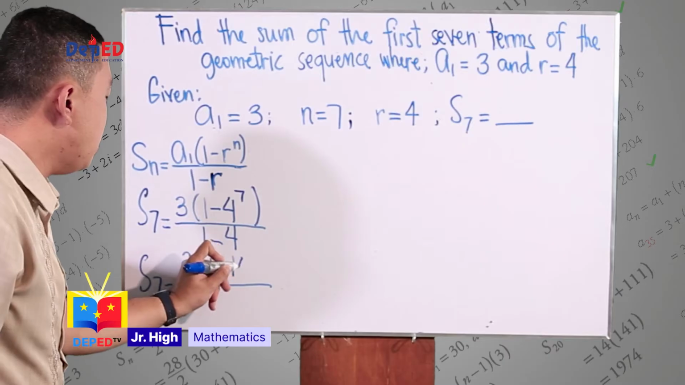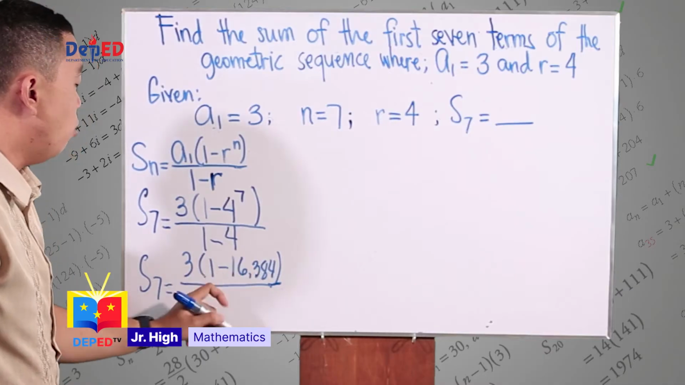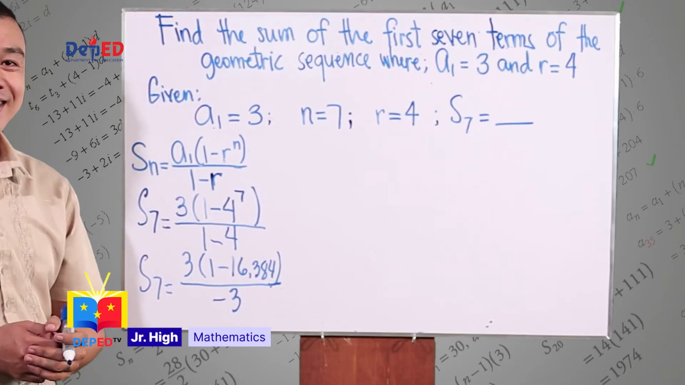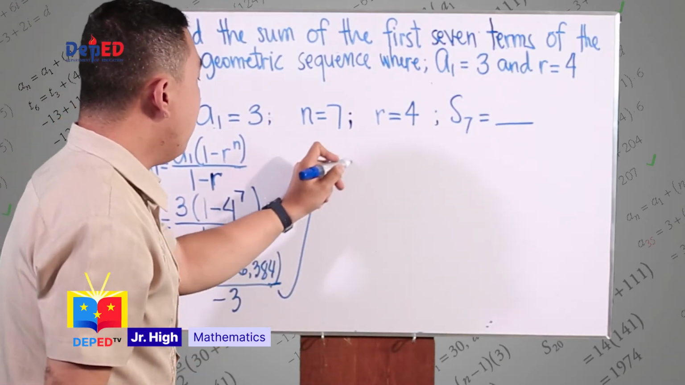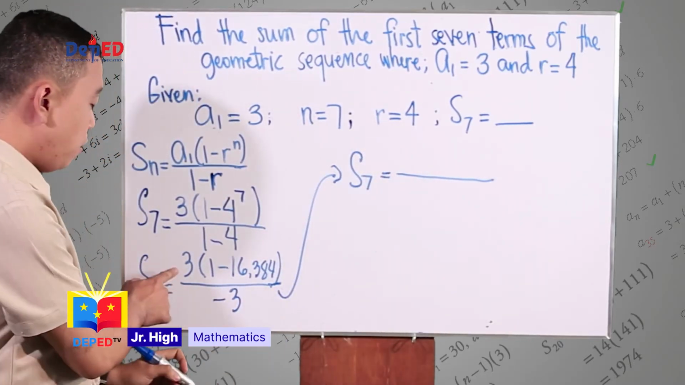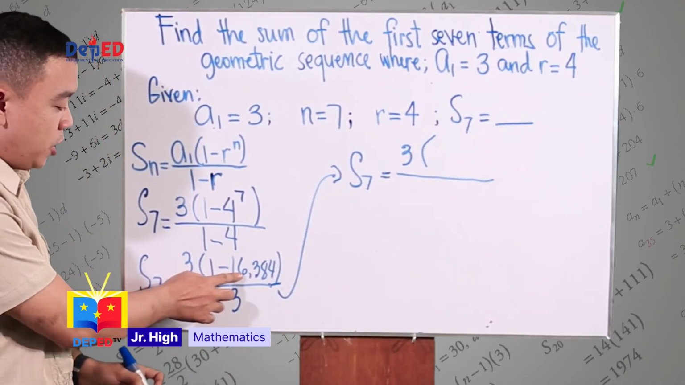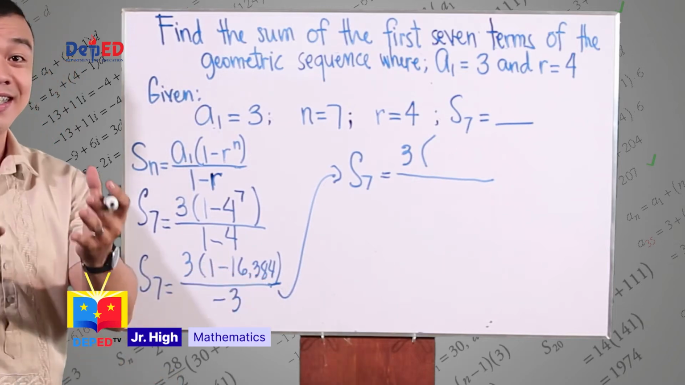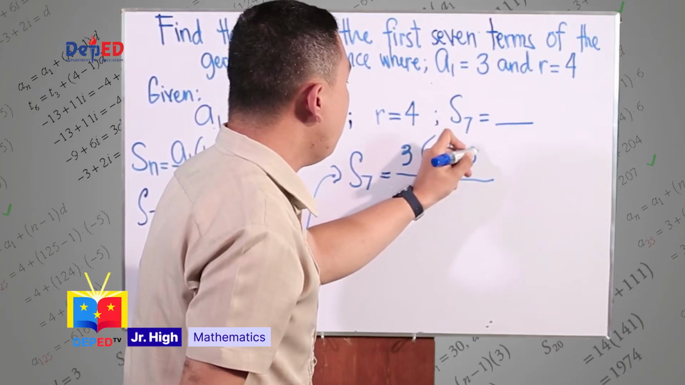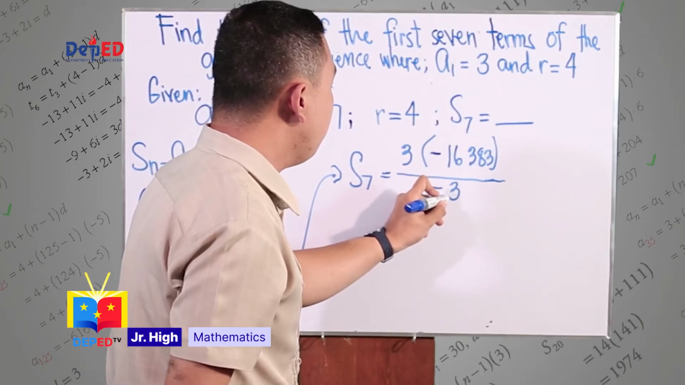So that's 16,384 all over 1 minus 4, which will give us negative 3. Moving forward, we'll have s sub 7 is equal to 3 times 1 minus 16,384, which is negative 16,383, divided by negative 3.